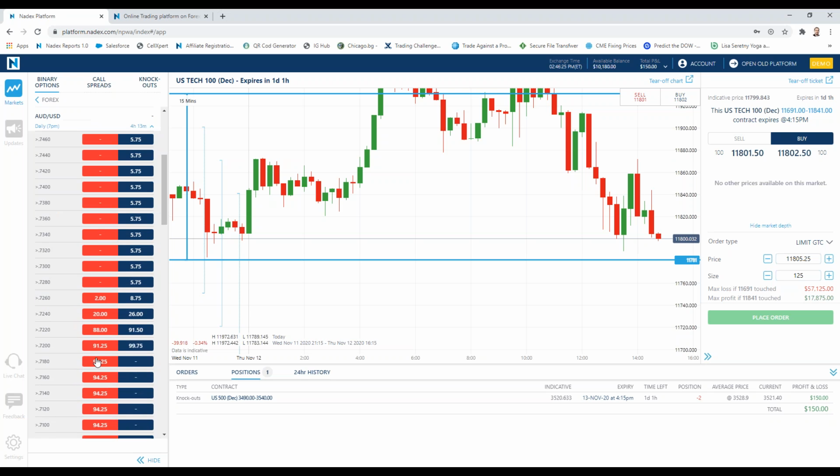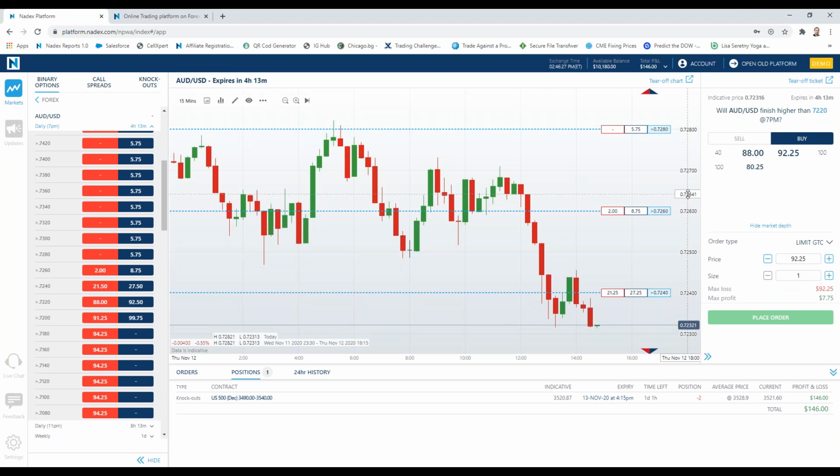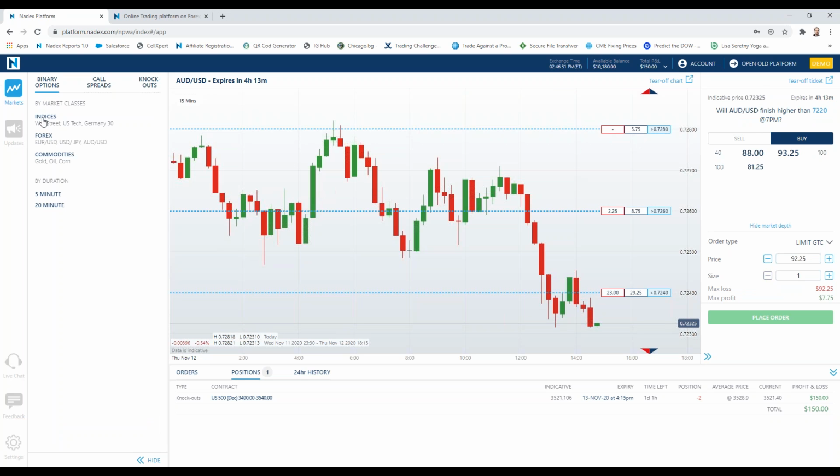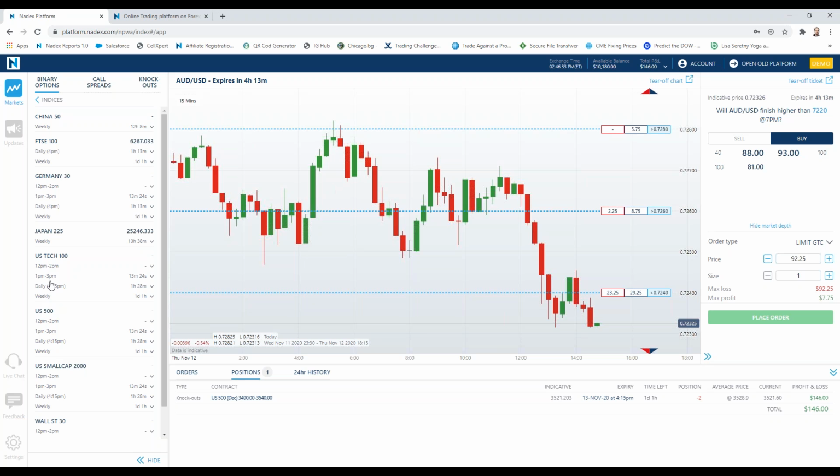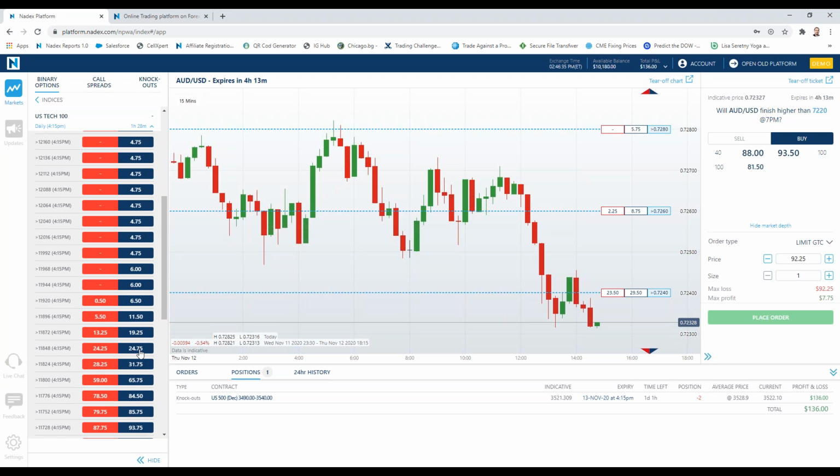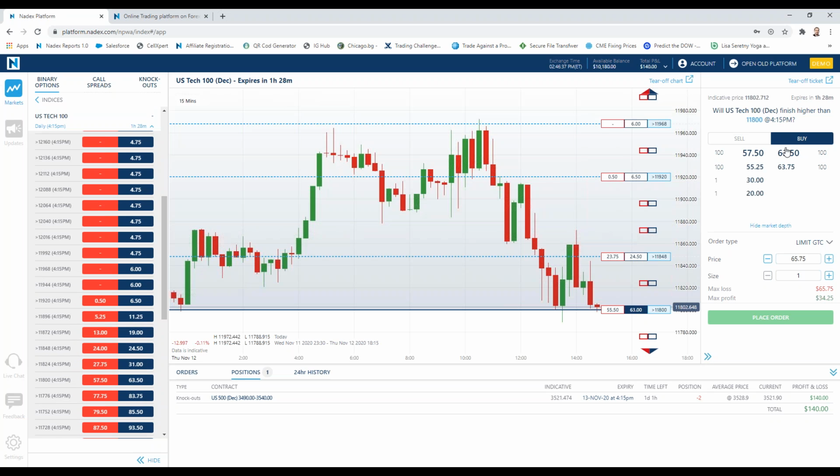So you can see a little bit of depth here. Let me hop into a more popular pair here, US Tech 100 daily. So do you see how you see this depth of market, right? That's more like what you'd see in the live environment.